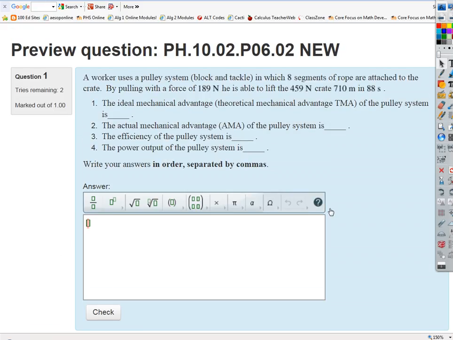A worker uses a pulley system in which 8 segments of rope are attached to the crate. By pulling with a force of 189 newtons, he's able to lift a 459 newton crate.